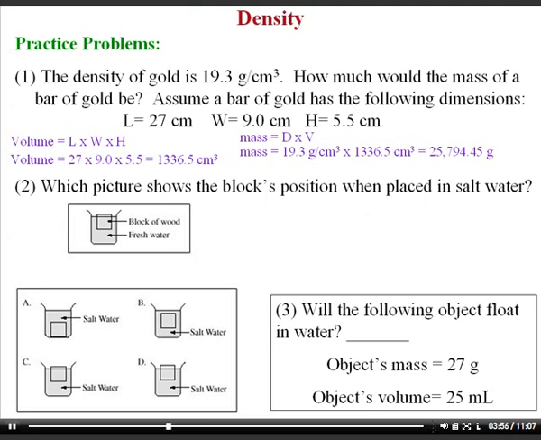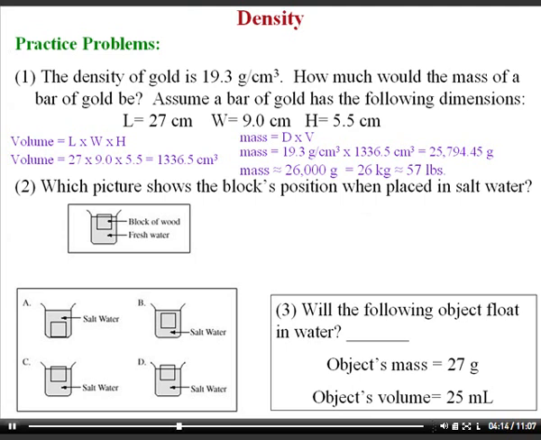25,794.45 grams. And I'd like to round this off to the correct number of significant figures because that's one of the things that we do in this chapter. We round off our final answers. And because our length, width, and height only had two significant figures, we can only have two significant figures in our final answer. So we can round it off to around 26,000 grams.